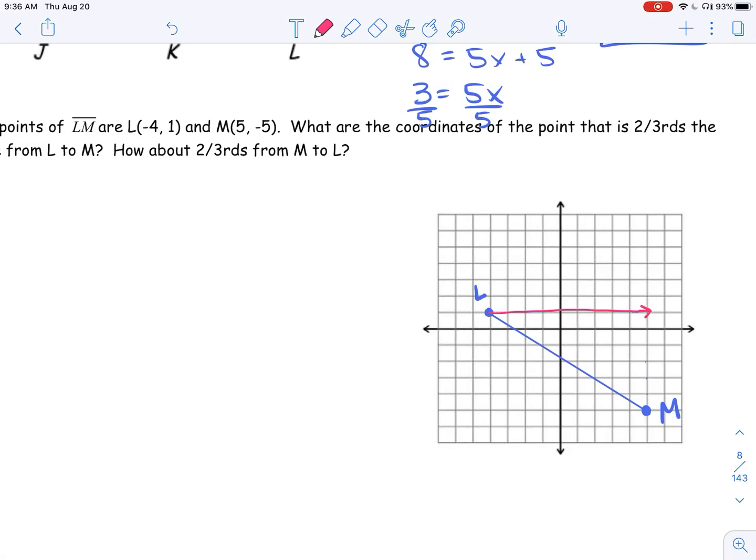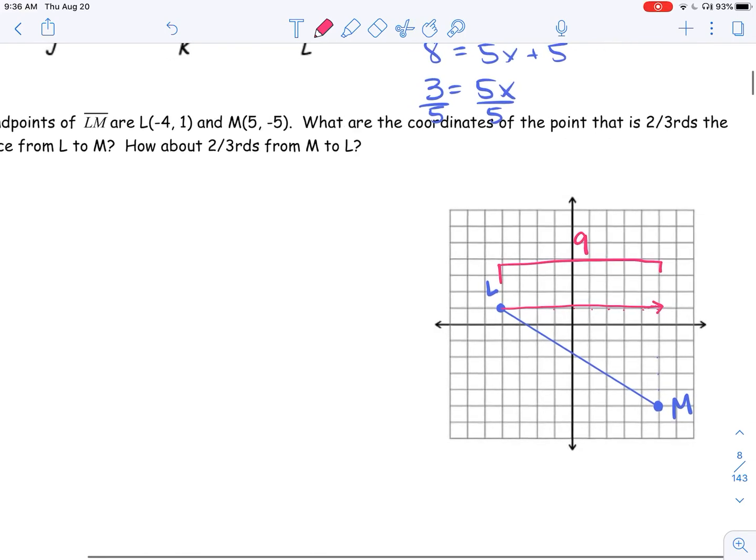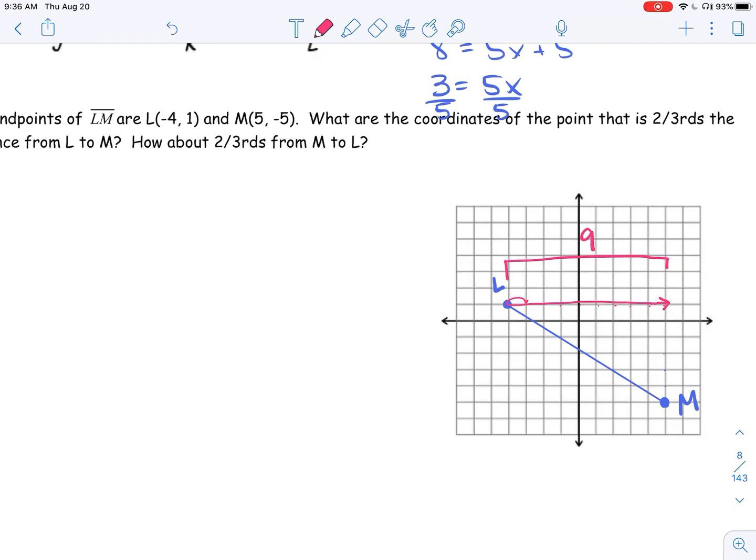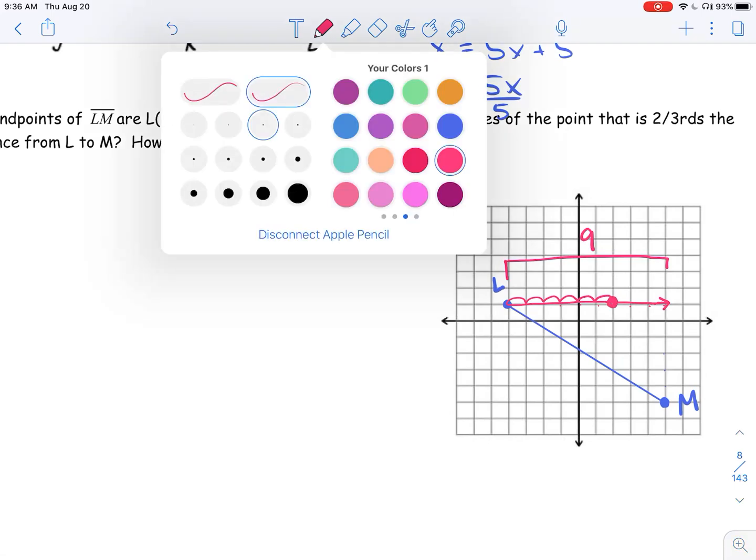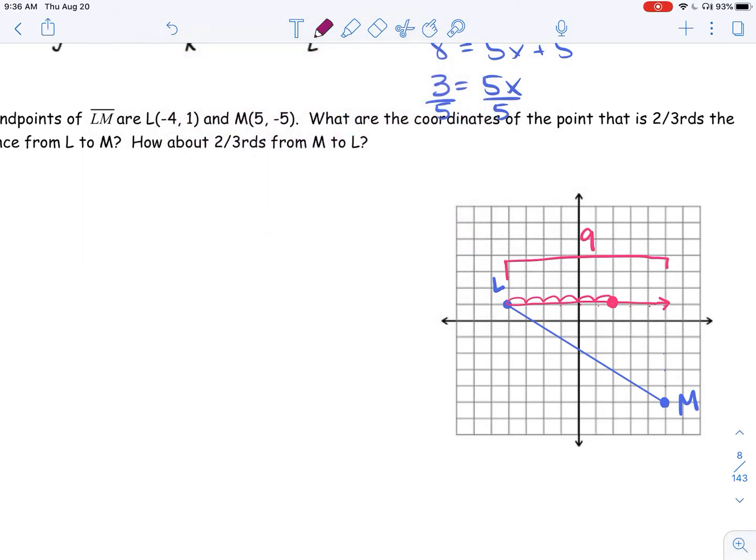from left to right, that is 1, 2, 3, 4, 5, 6, 7, 8, 9 total units. And if I want to go 2/3 of the way, well, 1/3 of 9 is 3, so 2/3 of 9 is 6. So what I'm going to do is move 6 spaces in the direction from L to M. 1, 2, 3, 4, 5, 6. Right here.